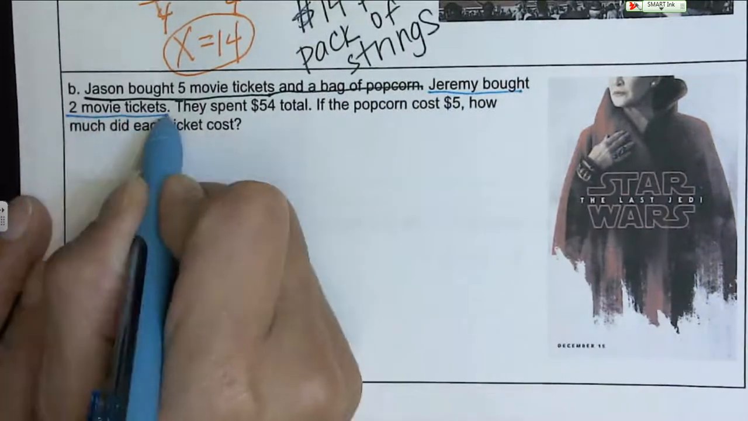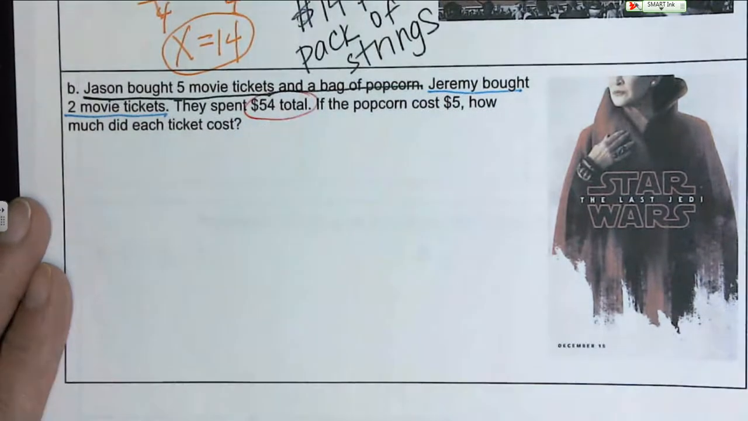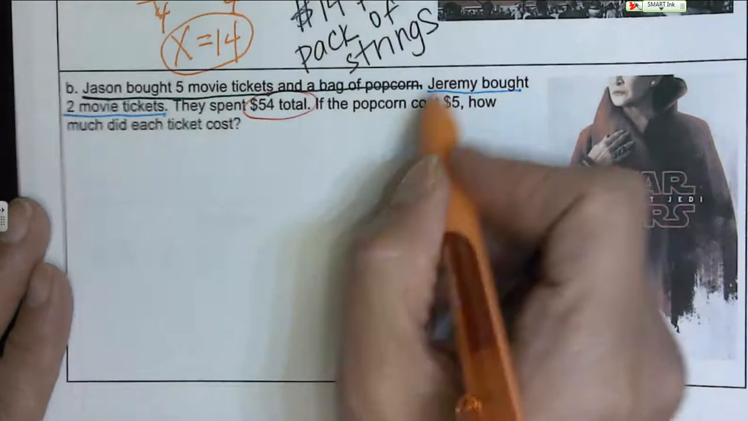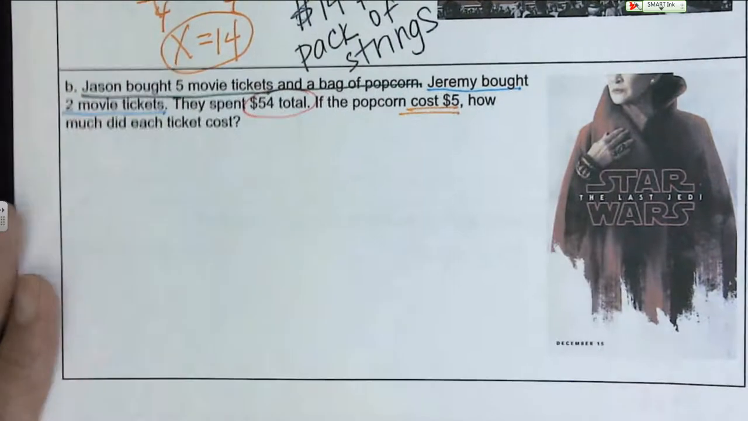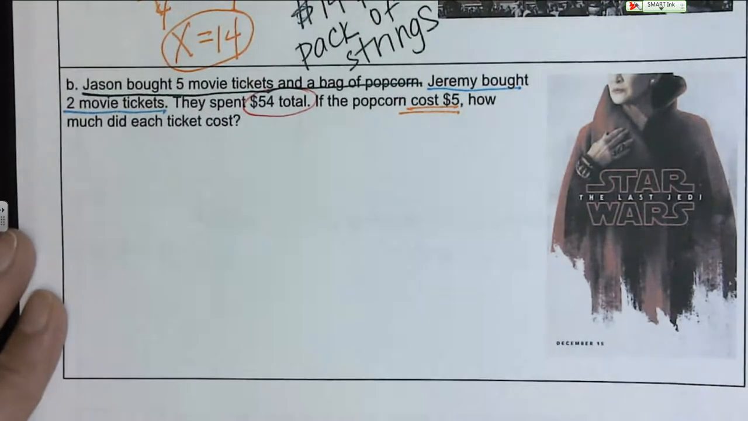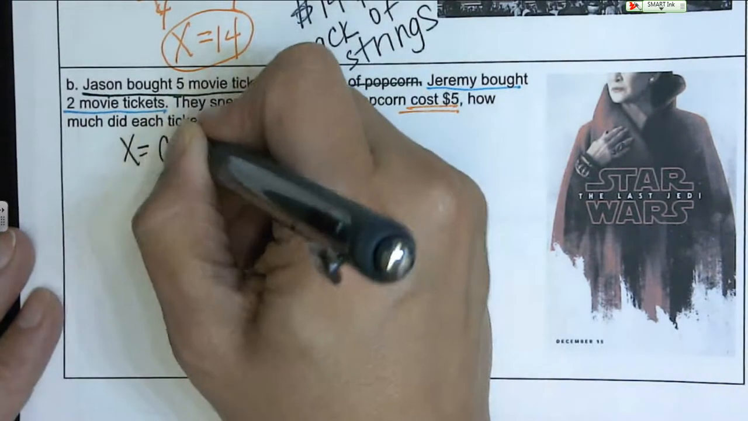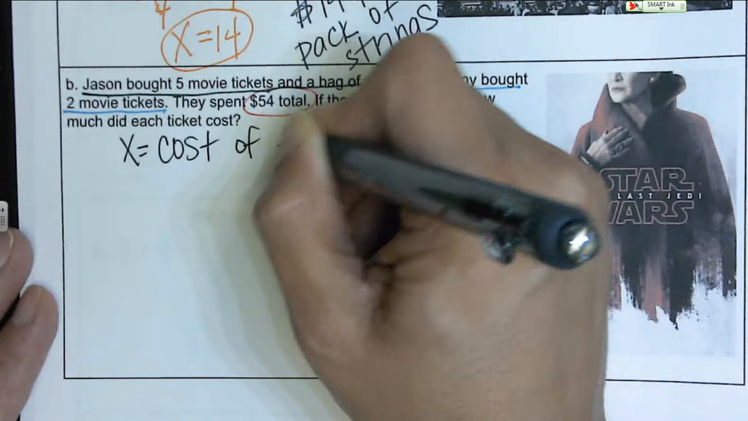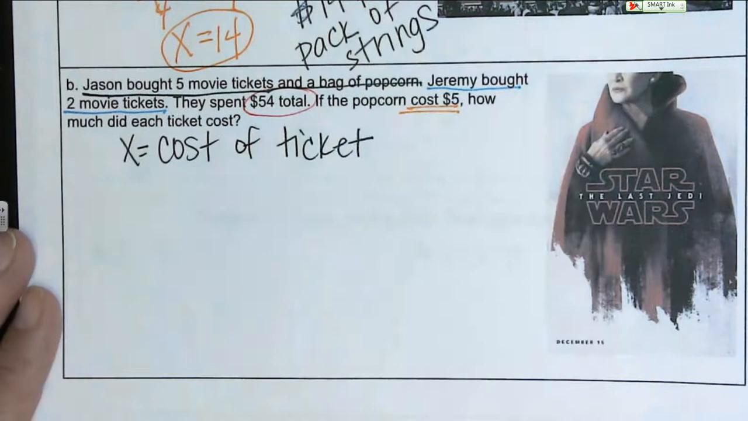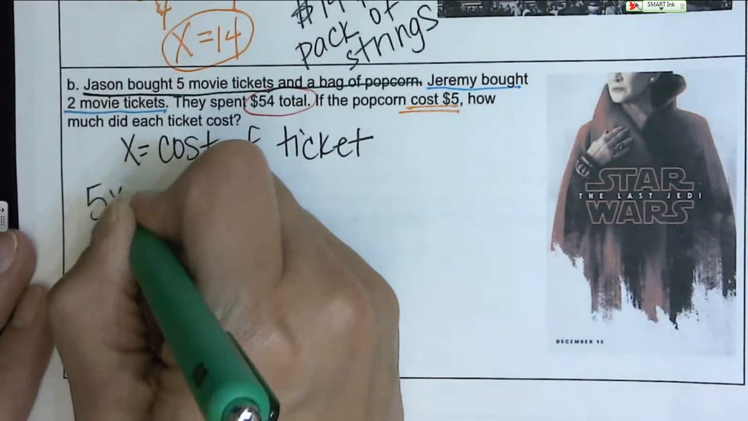All right, so let's start. Again, let's define a variable. X is going to be our cost of our ticket. We've got Jason buying 5 tickets, so it's going to be 5 times X. And he bought a bag of popcorn, which we saw was $5. And Jeremy bought 2 tickets, so that's 2 times X, and their total was 54.